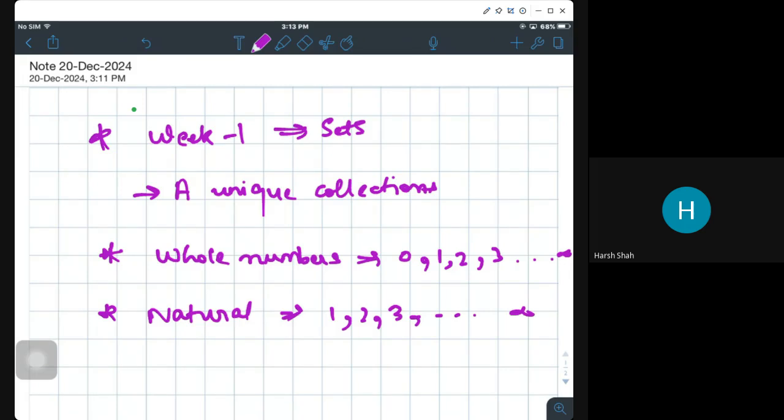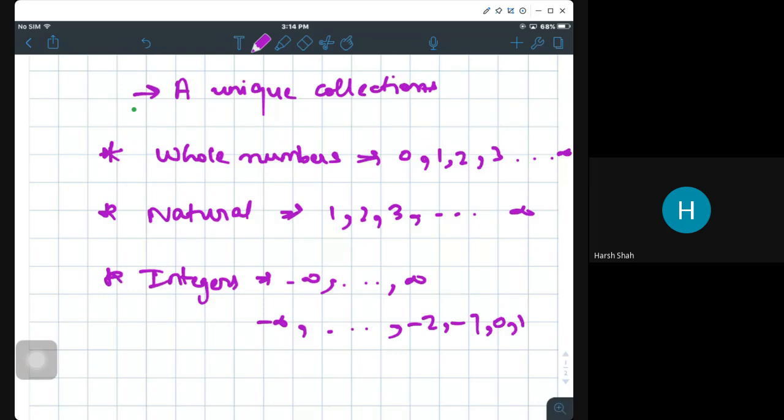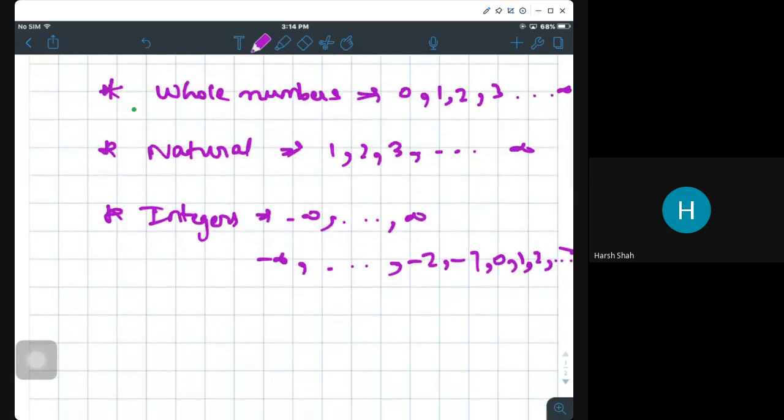Now this is the positive side of the axis. What about the negative side? We have integers. Here we start from minus infinity and we go up till positive infinity. So this covers minus infinity till minus 2, minus 1, 0, 1, 2, and then we go till infinity. Right?